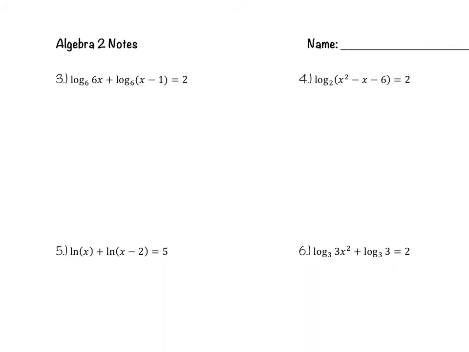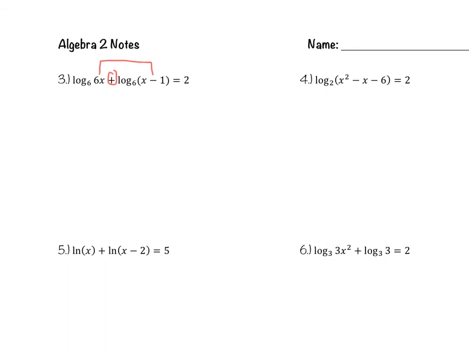So a lot of them are the same. Number 3 is the same thing. You have to use the log property to multiply, because it's addition. You have to multiply those and then change it over to exponential form. It's exactly like the previous problem. So you can look at the previous problem on how to do that.